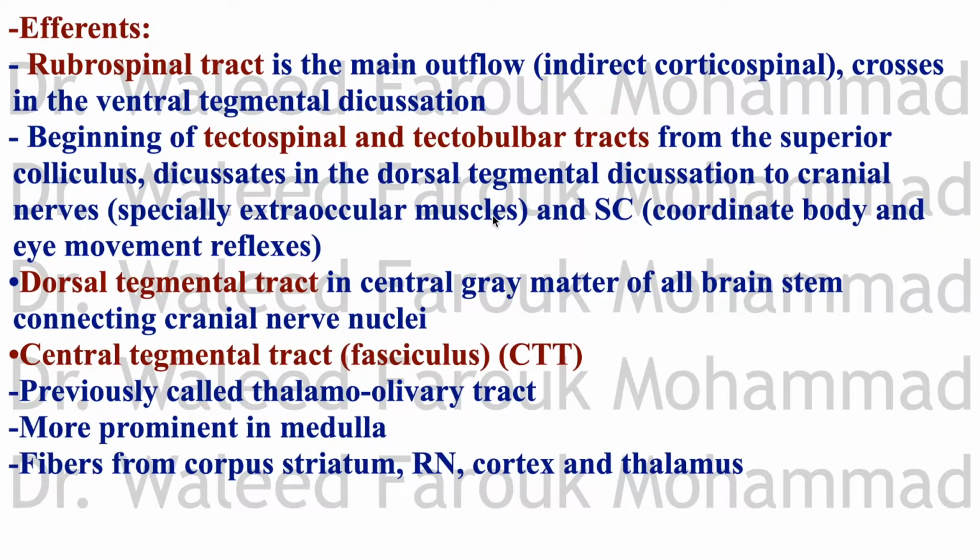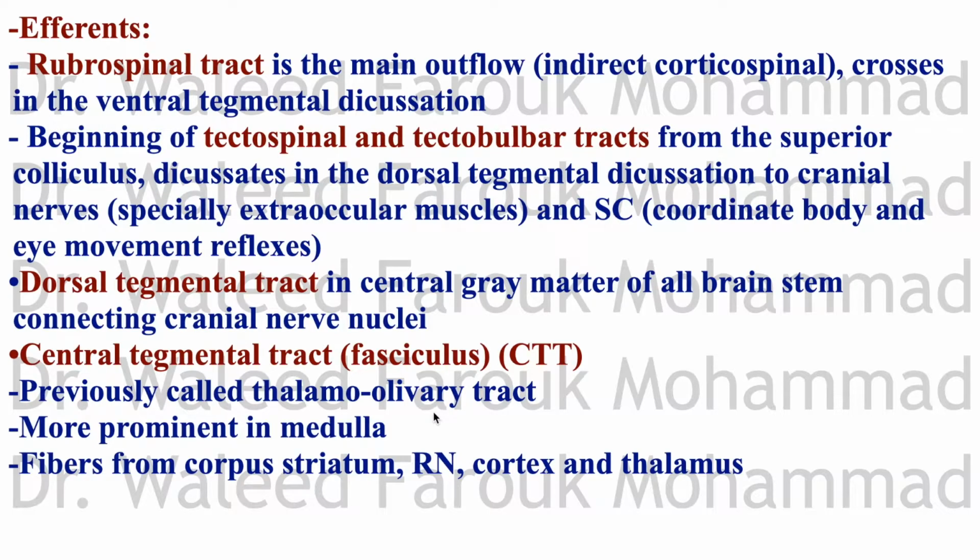Also, there's central tegmental tract or central tegmental fasciculus, or the CTT. It's previously called the thalamo-olivary tract, from the thalamus to the olive. It's more prominent in the medulla oblongata because the inferior olive is in the medulla oblongata.